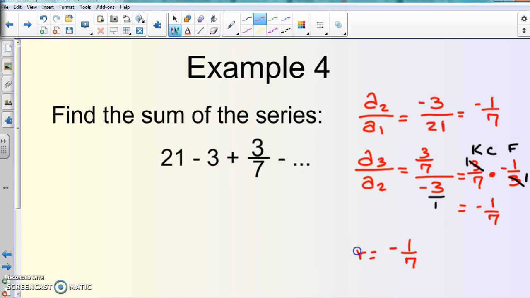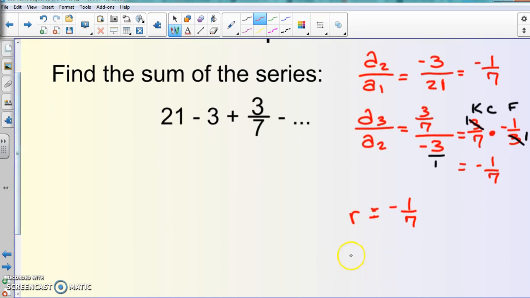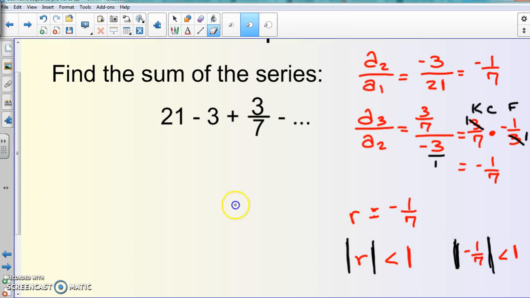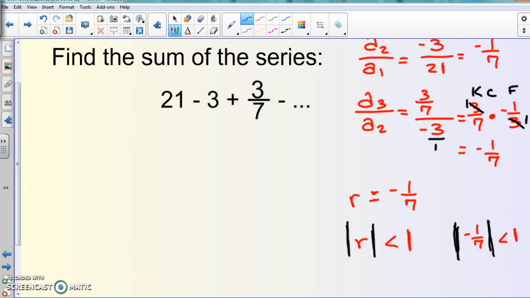And again, for this, we said that the absolute value of that has to be less than 1. If it's not, then it means we can't do this one. So let's do the absolute value bars here. It has to be less than 1. That's from the formula. So here, absolute value of negative 1/7. And we ask ourselves, what happens with the absolute value bars? It takes whatever's inside and makes it positive. If it's positive, it stays positive. If it's negative, it becomes positive. So here, since it's a negative number, it comes out being a positive 1/7. And is that less than 1? Yes, it is. So that is true.